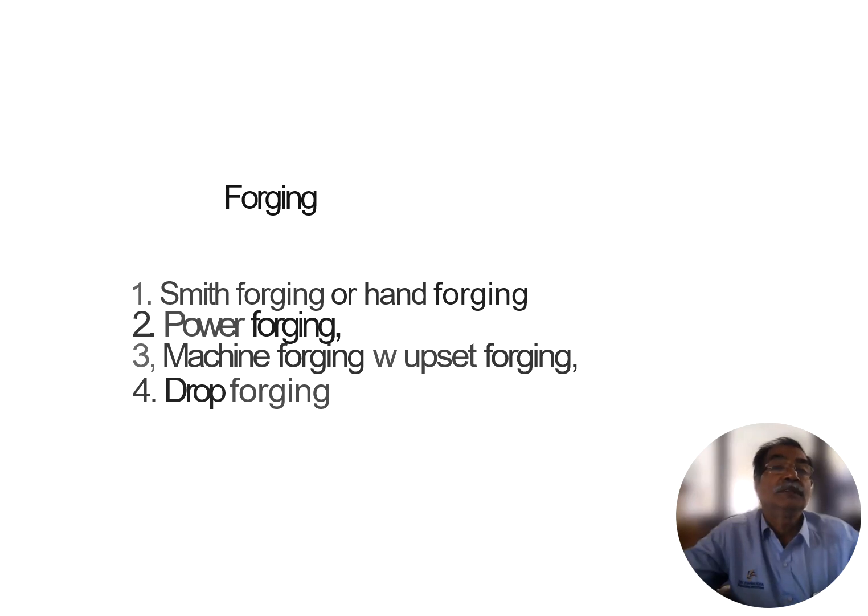Next, we are going to see forging. It is the process of heating a metal to a desired temperature in order to acquire sufficient plasticity, followed by operations like hammering, bending, and pressing, etc., to give it a desired shape. The different types of forgings are smith forging or hand forging, power forging, machine forging or upset forging, and drop forging.